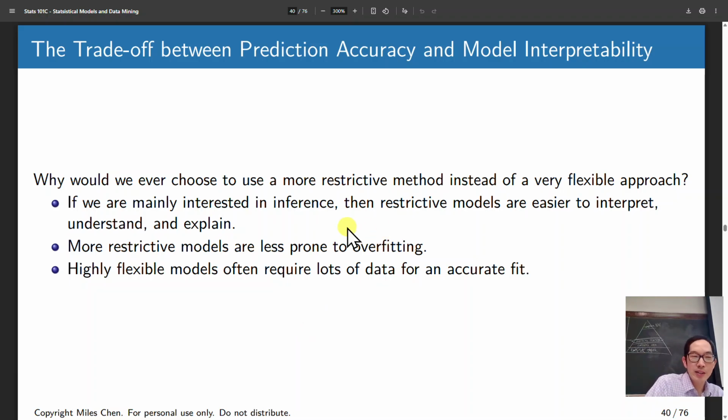So if you want to understand the underlying relationships, and that's what I mean by inference here, we're trying to figure out what the actual relationship is in the population based on what we're seeing in the sample, then restrictive models are easier to interpret and easier to explain. These more restrictive ones are going to be less prone to the problem of overfitting. And if you have something that's really flexible, you need lots of data to get a good fit.